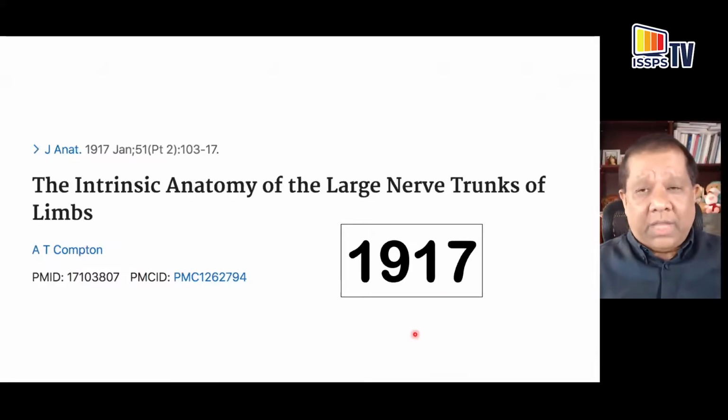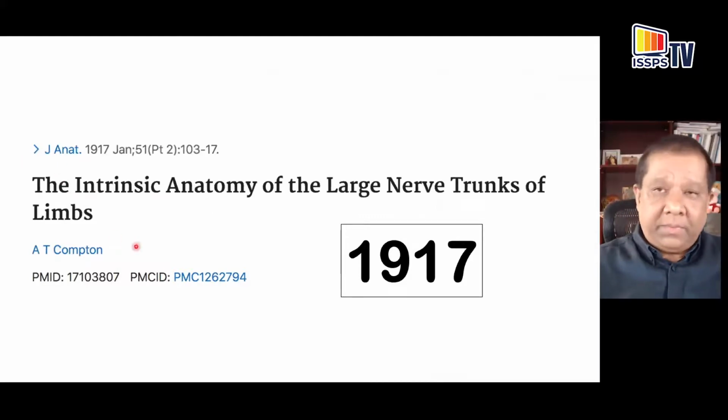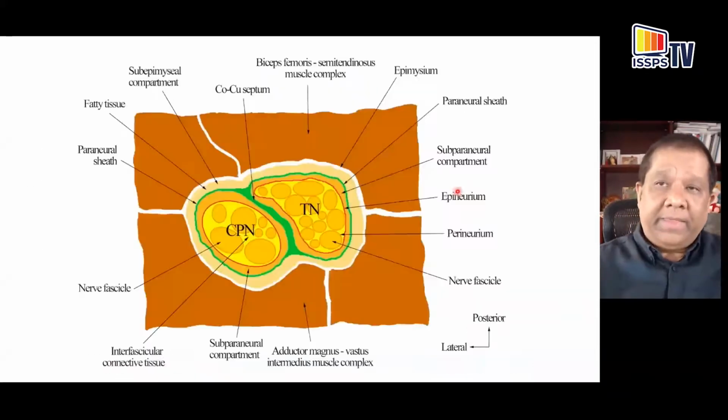Because I'm running out of time, I'm already over, I just want to quickly mention that it's more than 100 years from today that Compton described the intrinsic anatomy of the large nerves in the Journal of Anatomy. These are his drawings from that very article. You can see this is proximal, this is at the mid-thigh. Between the tibial and the common peroneal components, he drew a septum between the two nerves, where the two nerves come together.